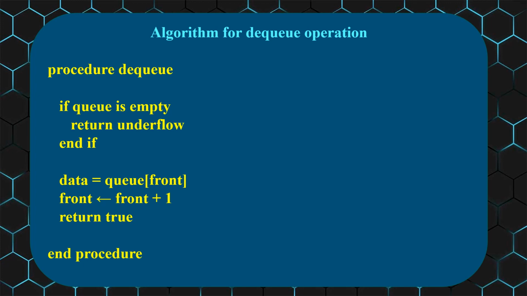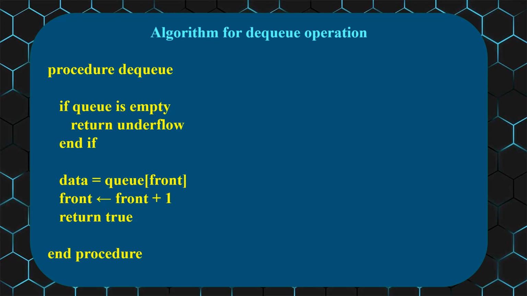Now let's look at the dequeue operation. This operation removes an element from the front end of the queue. Similar to the enqueue operation, we need to check if a queue is empty before dequeuing any of the element from the queue.